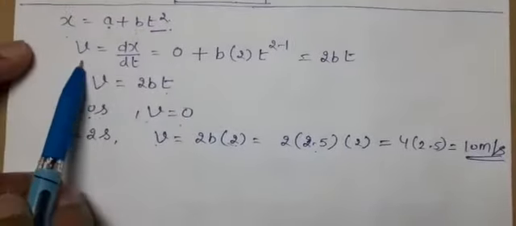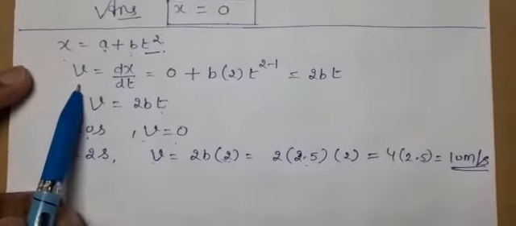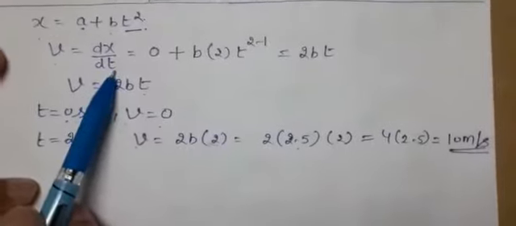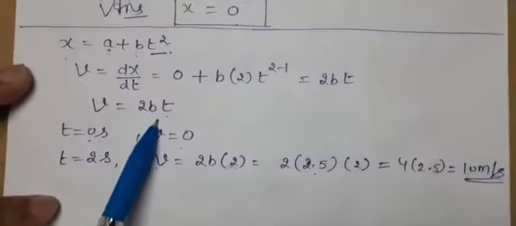So quite simple step. First of all, you differentiate the equation of position with respect to time, the first derivative of x with respect to t, obtaining the general expression.